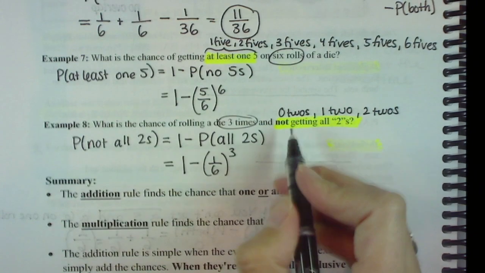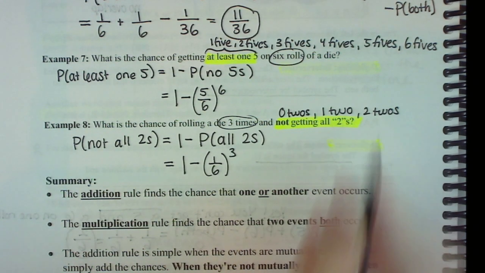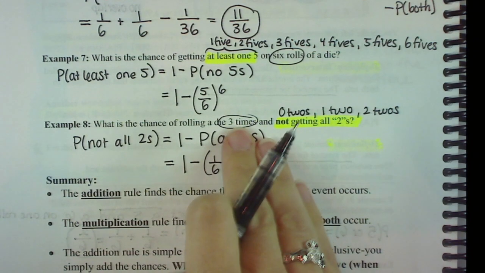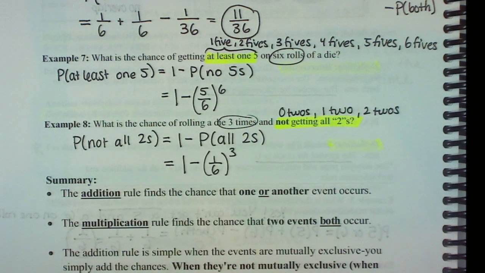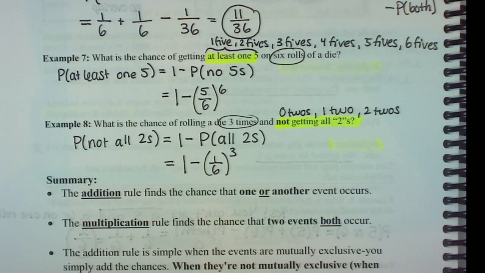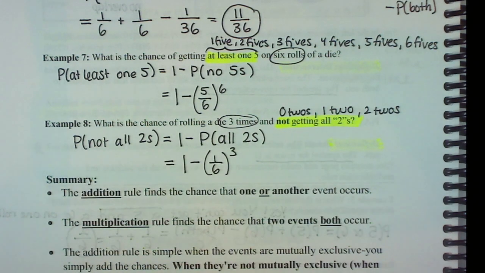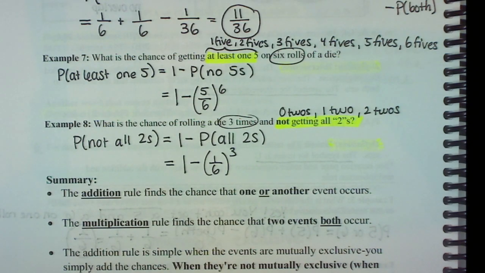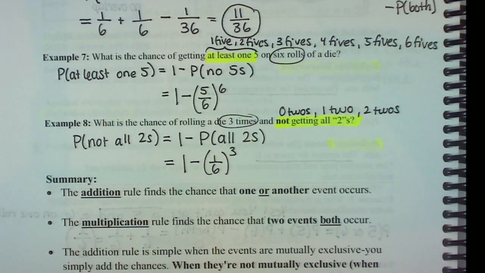Actually, no. She asked, is the way I got the exponent because 0 2s, 1 2, and 2 2s, that's 3? No, the exponent comes from we're rolling 3 times. So that was actually just a coincidence there. Or does that always work? Let's see. 1, 2, 3, 4, 5, 6. Actually, I feel like that will always work, because you'll always have 1 less. Yeah, that definitely works too. Okay, that's another way to think about it for sure. I always think about it by how many times you're doing the thing. So if you're drawing 3 cards, and it's with replacement, you're going to raise it to the 3rd power. If you're rolling 6 times, you're going to raise it to the 6th power.